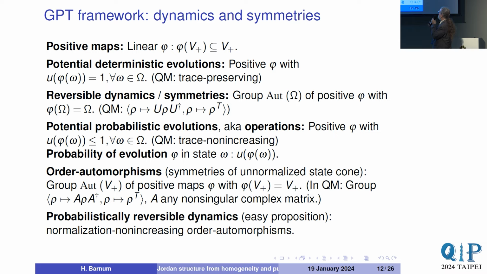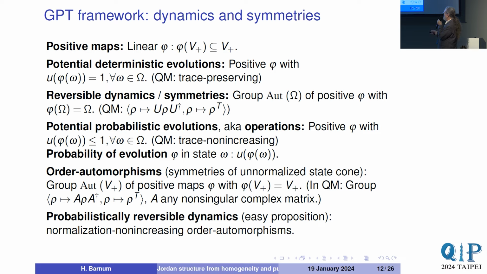Potential deterministic evolutions should take the cone into itself, but also they should take the normalized states into themselves. So U of phi of omega should be 1 for everything that starts out with U being 1. That's just trace preservation in quantum theory. Sorry, those are potential deterministic evolutions, not necessarily reversible. They're reversible if they take the normalized state space onto itself. In quantum theory, that's just unitaries and the transpose. Okay, we don't use the transpose, but it is a potential reversible dynamics, a symmetry anyway.